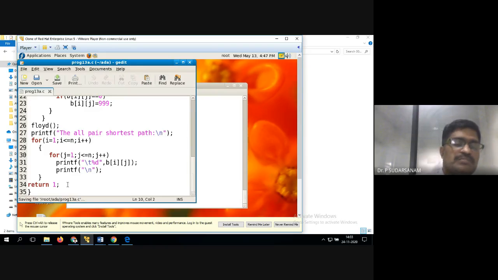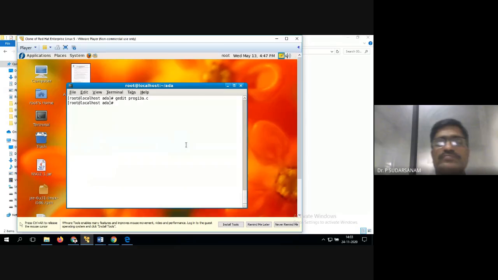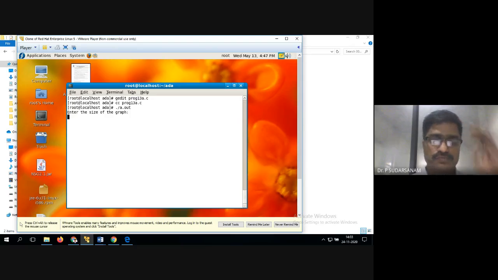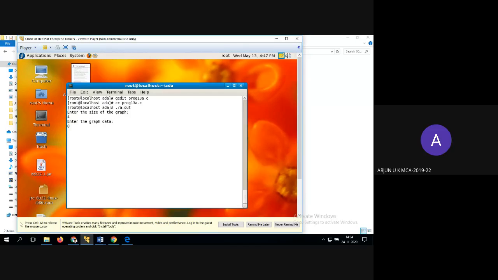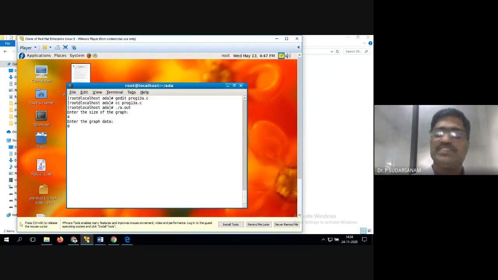So now I'll run the program, dot slash a dot out. Four nodes. Arjun, can you tell me the matrix for that? Sir, tell you, sir. Tell me. Zero, infinity, sir, like 999. Infinity means you tell me zero. Not connected means zero. Zero, sir. Three. Zero. Zero. Correct. First row is right? Yes, sir. Zero, zero, three, zero. Correct? Yes, next, sir. Second row.